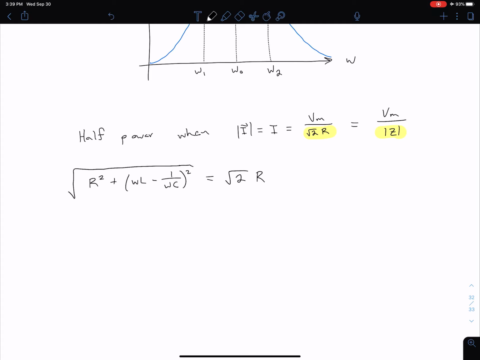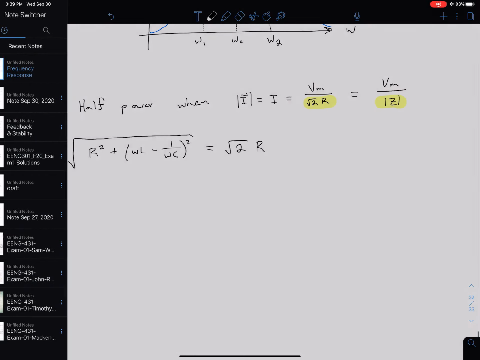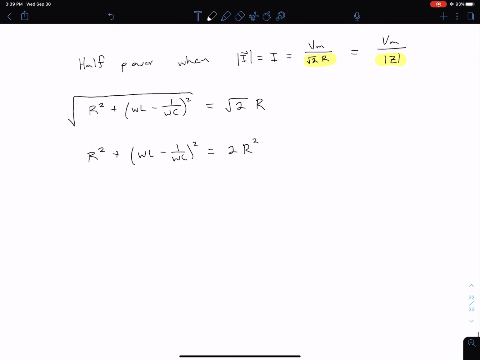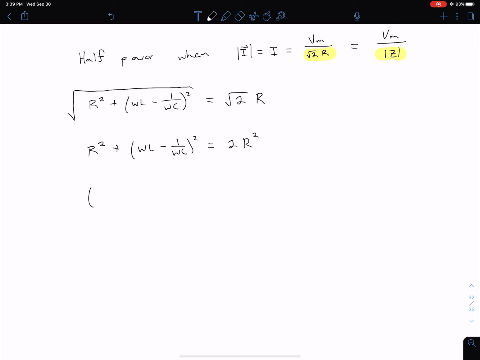So what we can do is start by squaring both sides. So we're going to have R squared plus the quantity of omega L minus 1 over omega C squared is equal to 2 times R squared. Well, now we can subtract this R squared from the right side, we get 1 R squared, take the square root, and what we're going to have is the quantity omega L minus 1 over omega C is equal to square root of R squared, which is equal to plus or minus R.